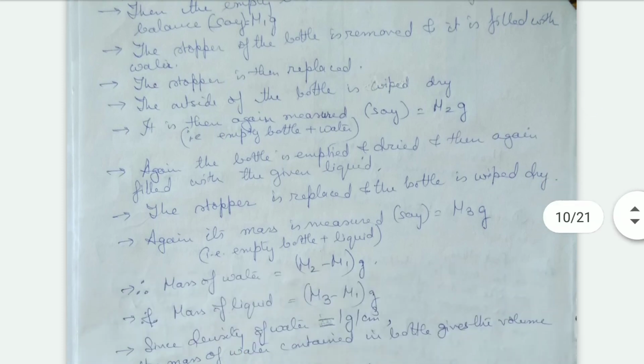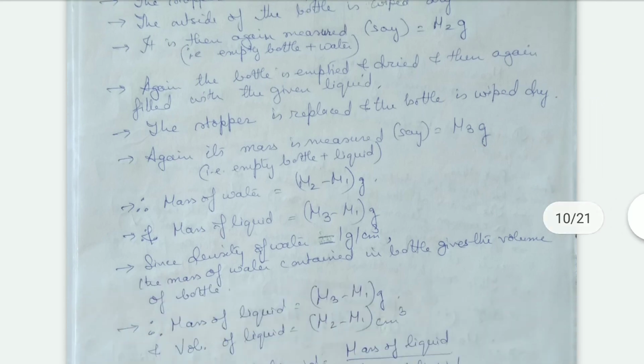Then again it is emptied, dried and filled with the liquid whose density has to be measured. Then the stopper is replaced, the outside of the bottle is wiped dry, and it is measured again. So now this is the empty bottle plus liquid. So it is m3 grams. So the mass of water will be m2 minus m1 and the mass of liquid will be m3 minus m1 grams.